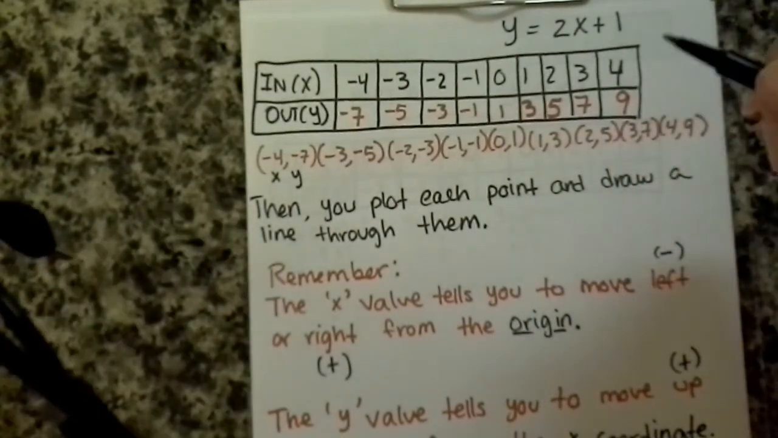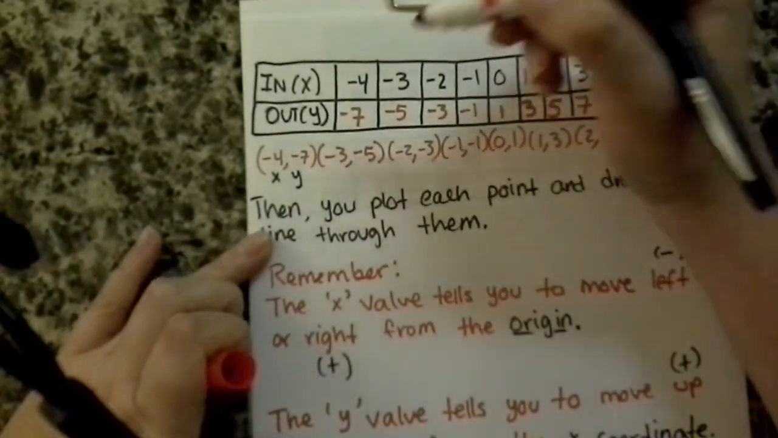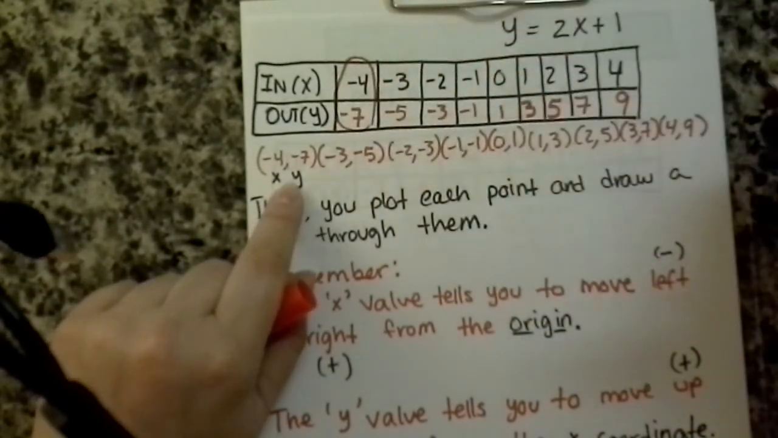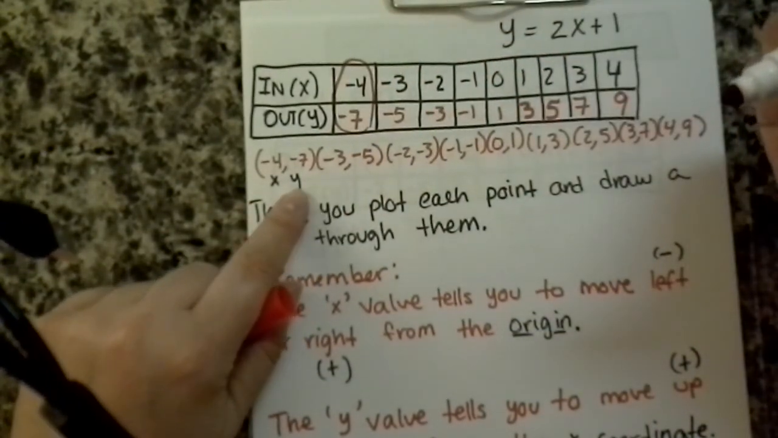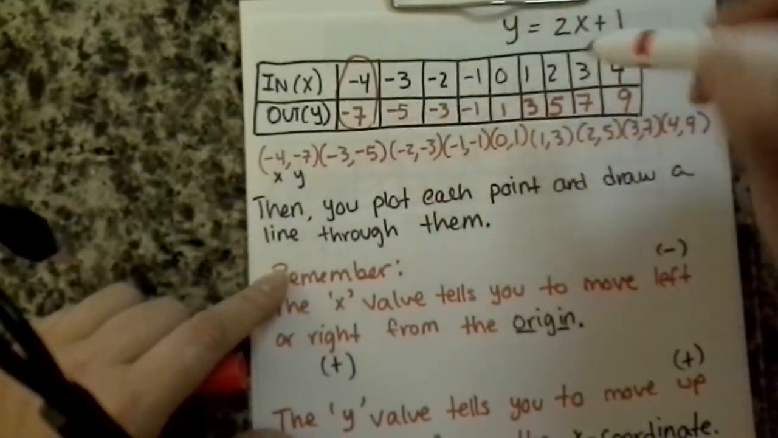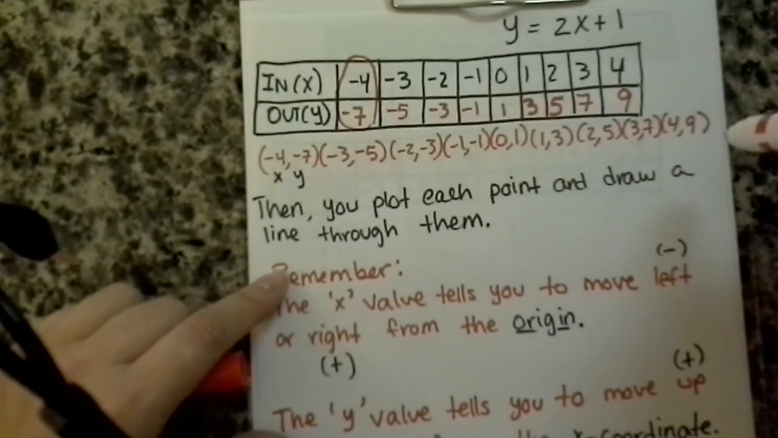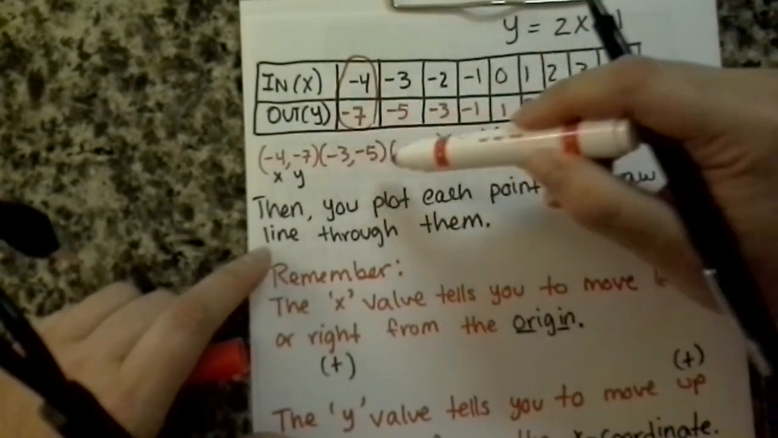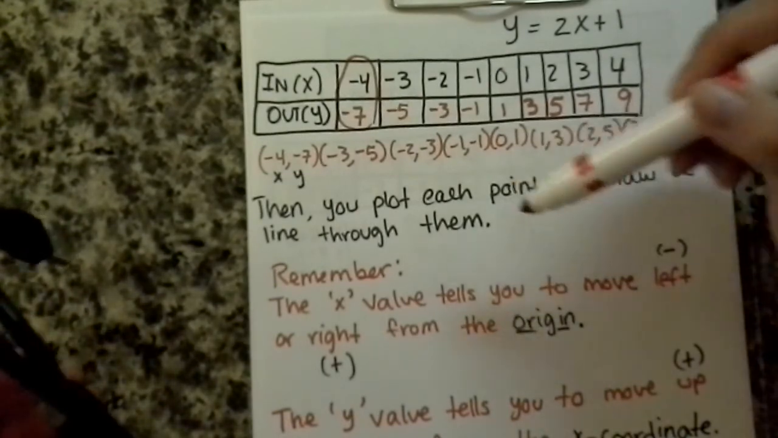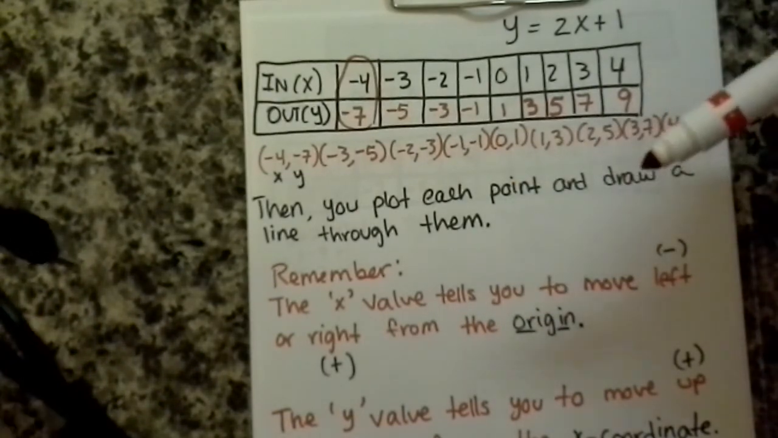Now what we do is we take these values, this x and this y, and we put them together as a coordinate pair. Remember, this is my x, this is my y, and this is my coordinate pair. And so all of these really are coordinate pairs. Now when we take those and rewrite them, you want to then plot each point and draw a line through them. So it would be your final step, right?